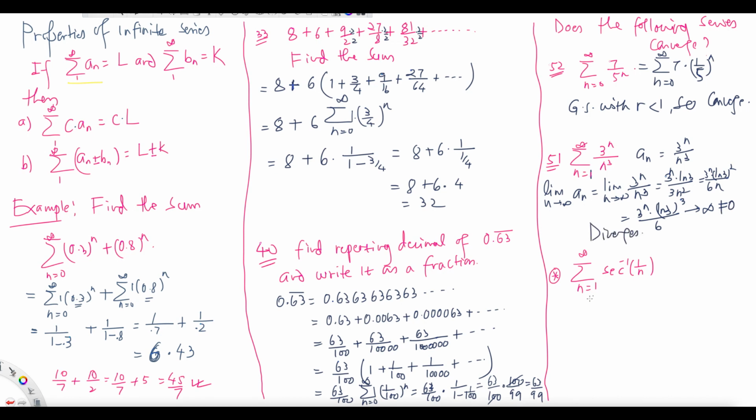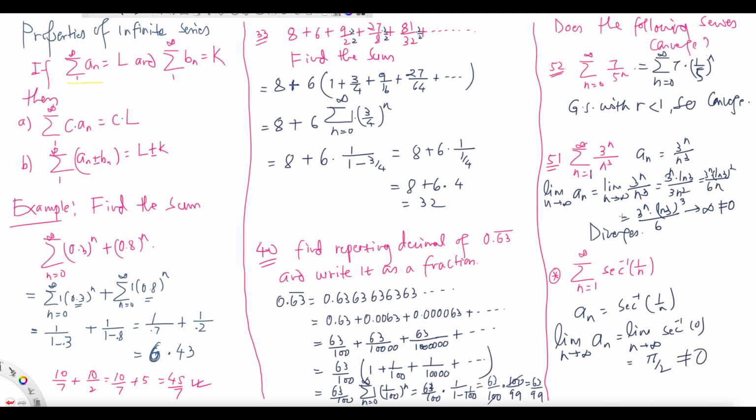Again, this one is starting from 1, so this is not a geometric series. So what I'm going to do is write down a_n is secant inverse of 1 over n. Secant inverse and arcsecant are the same thing, right? So what do you get? The limit as n tends to infinity of a_n equals the limit of secant inverse of 1 over n, which is secant inverse of 0, right? What is secant inverse 0? It is pi over 2, right? So pi over 2, but this is not 0.